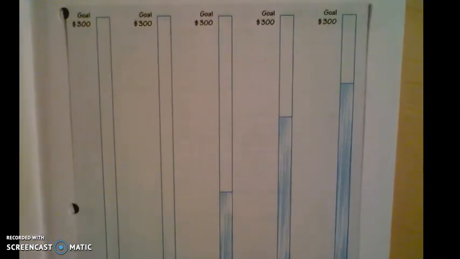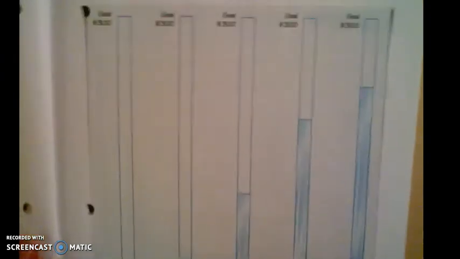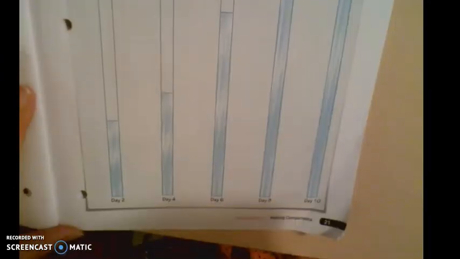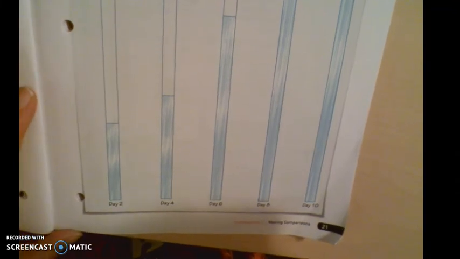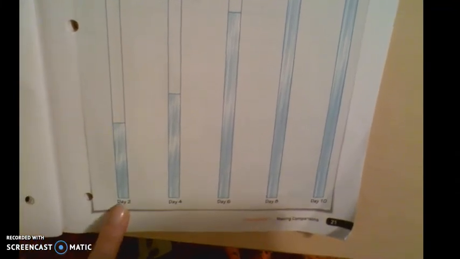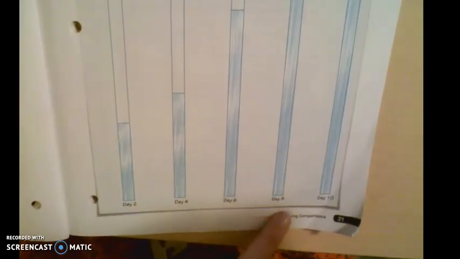So on the next page, it shows the fraction strips and it shows the thermometers and the goals. I can't get it all on one screen, but you're going to have to just check your paper and get the idea. So the way that the thermometers are shaded in, they're shaded in on day 2, day 4, day 6, day 8.